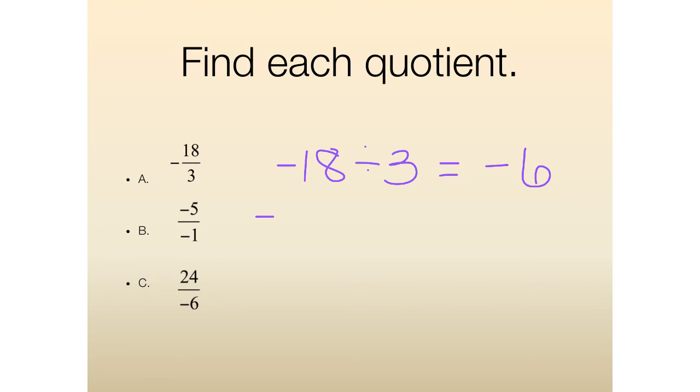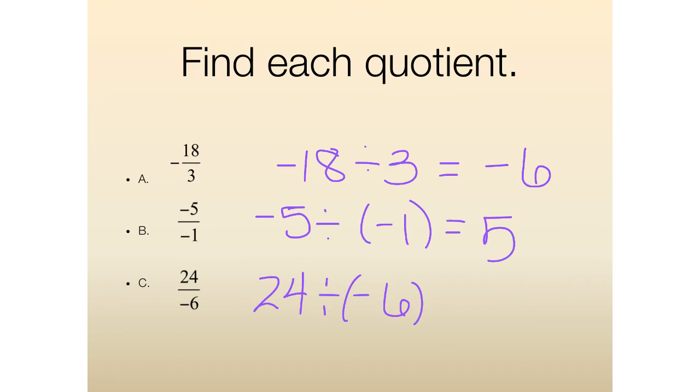B, negative 5 divided by negative 1. A negative divided by a negative is positive, and 5 divided by 1 is 5. Part C, positive 24 divided by negative 6. A positive divided by a negative is negative, and 24 divided by 6 is 4. So 24 divided by negative 6 is negative 4.